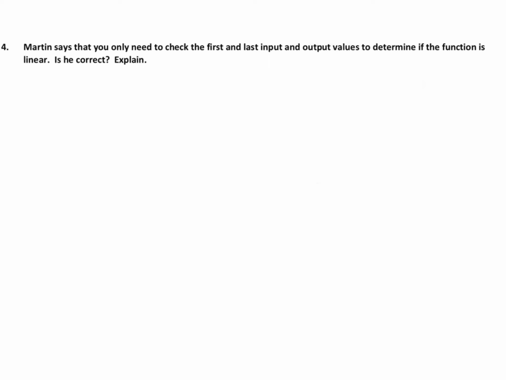You only need to check the first and last input and output values to determine if the function is linear. Is he correct? Explain. He is incorrect. Sometimes the first and the last values are going to have the same rate, but the points in the middle may be different. So we're going to explain this by using a table.